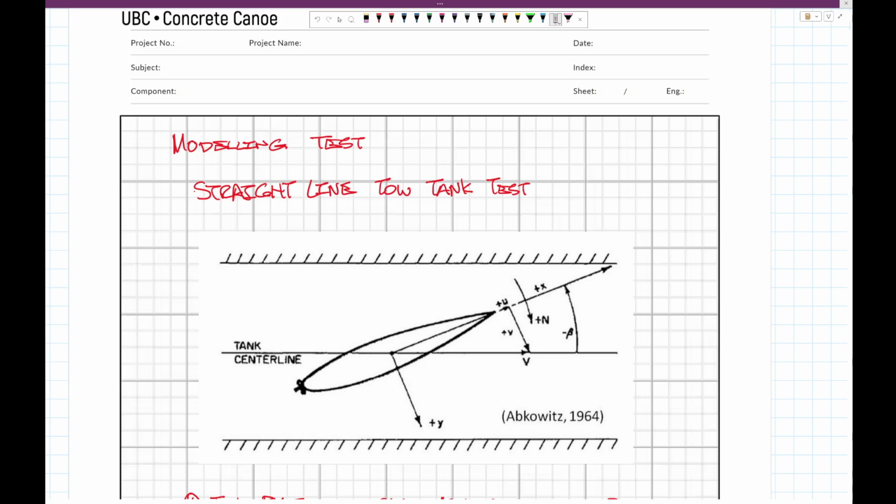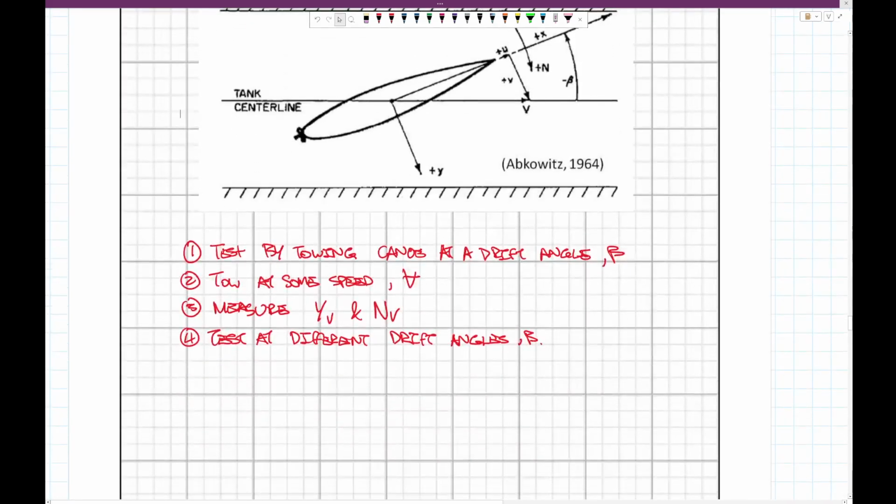Basically, we don't 3D print our canoe and test it in real life, but we've developed a method to actually test this in SolidWorks. So basically, this test is by towing the canoe at a certain drift angle, and you tow it at some speed v, and then you just measure the sway force and yaw moment, and you test it at different drift angles to get some more data on your graph.